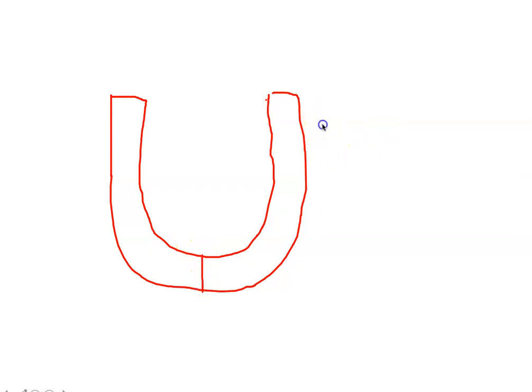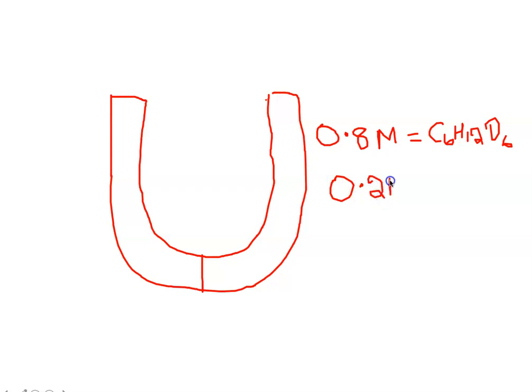And let's say you have 0.8 molar sugar or glucose here, C6H12O6, and you have 0.2 molar NaCl, which is sodium chloride, common salt.